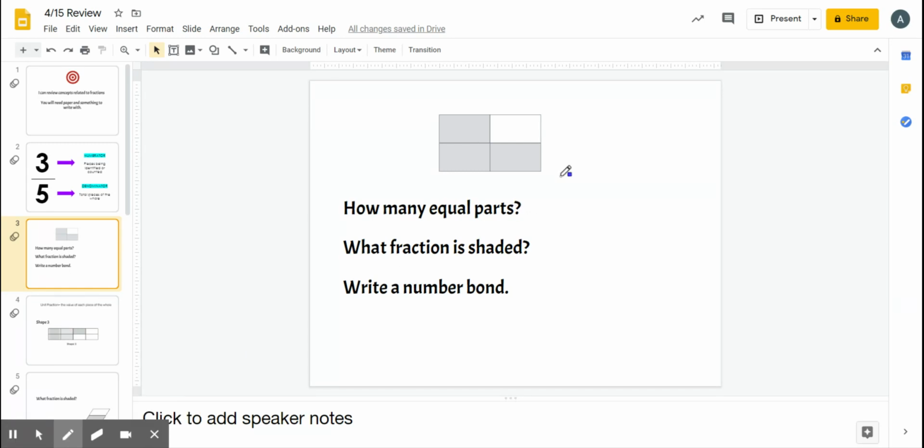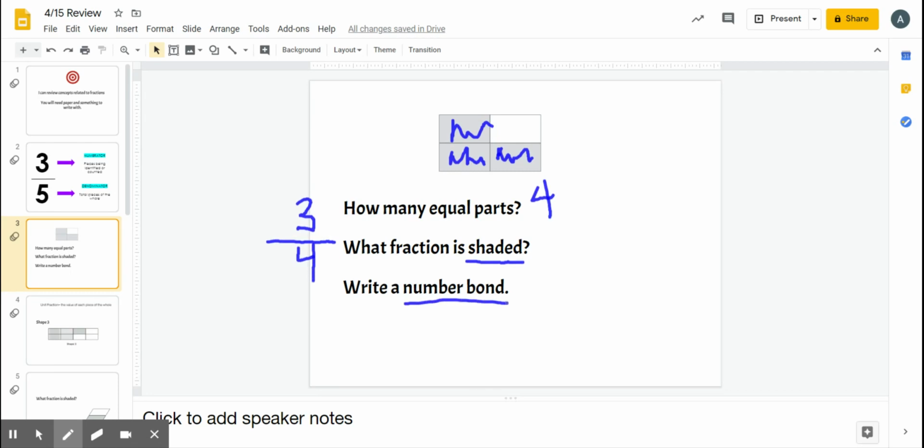So if we look at this shape, we can see that there are 1, 2, 3, 4 boxes that are all the same size. So we can say that there are 4 equal parts. Now, looking at what fraction is shaded, we have this piece here, that's 1 that's shaded, this piece here, that's 2 that's shaded, and this piece here, 3 that's shaded. So the fraction for the piece shaded is 3 in our numerator, because that's the number of pieces shaded, and 4 in our denominator, because we have a total of 4 pieces.